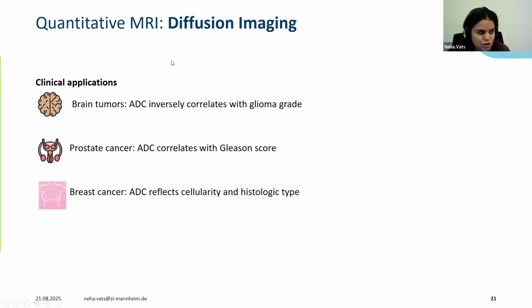Overall, the clinical applications of diffusion imaging lies mostly in brain tumors, as ADC map inversely correlates with glioma grade. A low-grade tumor has a higher ADC, and a high-grade tumor will have a lower ADC. In prostate cancer, ADC correlates with Gleason score. In case of breast cancer, ADC shows cellularity and histological type of the breast cancer.